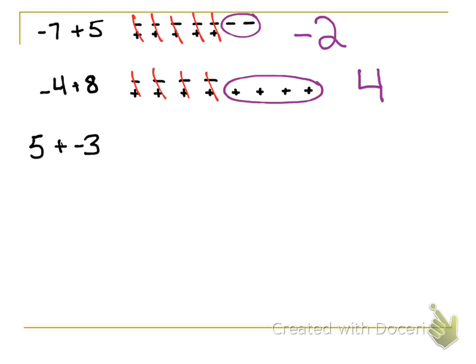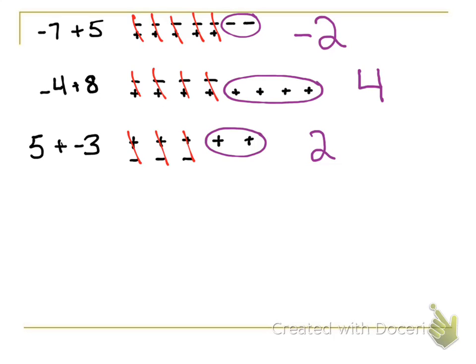I've got 5 plus negative 3. I'm going to lay out 5 pluses and 3 minuses. And I look at my matches that I can cancel out. I have 3 sets, and what's left is my answer. I have 2 positives, so my answer is positive 2.